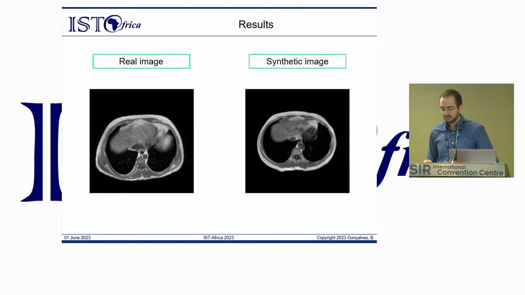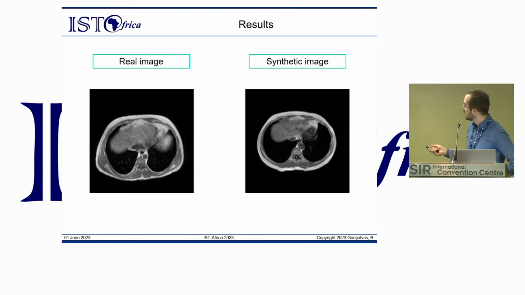So, after the training process and the selection of our best model, we were able to create a synthetic dataset of magnetic resonance images. From that dataset, I randomly chose and fetched two images. Here I have one synthetic image and a real image. This real image was selected to pair with this image in the same or similar anatomical position in terms of the slice.